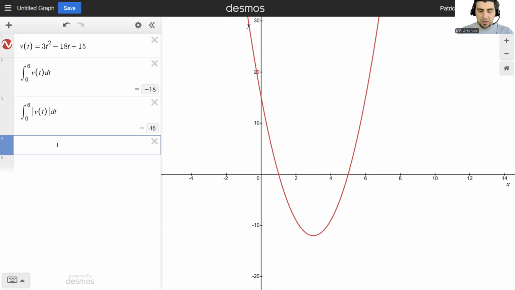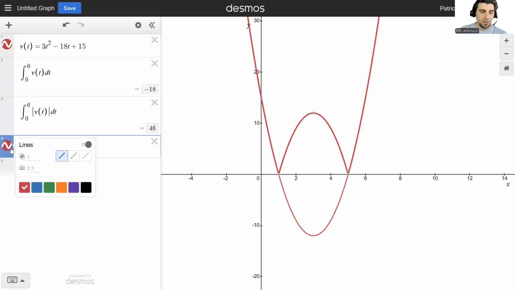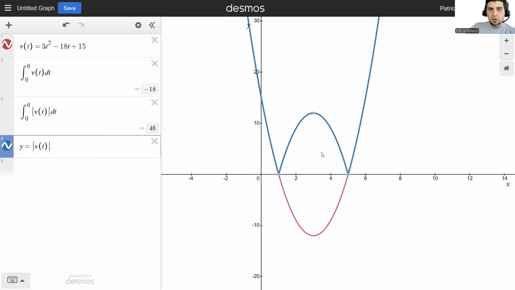Now, if I put in here absolute value of v of t, maybe I have to put y equals in there. Notice the graph, let me change the color here to blue. What the absolute value of velocity does is it creates a graph in which all the velocities that were negative are reflected over the x-axis. And if we got the area under this blue graph from 0 to 6, it would equal 46. So when you're taking the absolute value of velocity and integrating that, you're really doing the integral of the speed of the object.